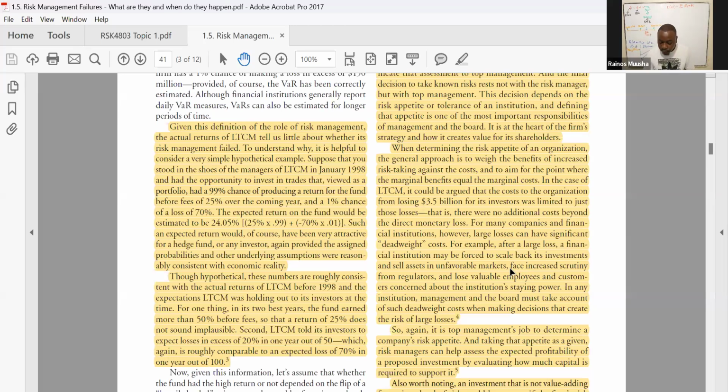And furthermore, there is increased scrutiny from regulators, and the institution may lose valuable employees and customers concerned about its staying power, because the customers are worried about the supply of the goods and services that they're getting from the organization. So which means if they're worried about your going concern, what is going to happen? They're going to now start considering other suppliers as well. And the employees are worried about their job security. If the company is not able to continue as a going concern, what is the risk? They're going to end up being retrenched. So which means these are some of the deadweight costs of large losses to an organization.